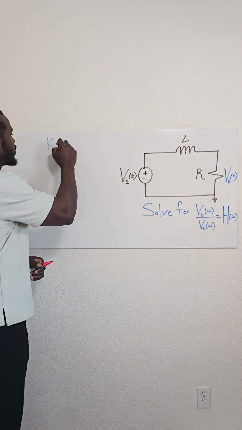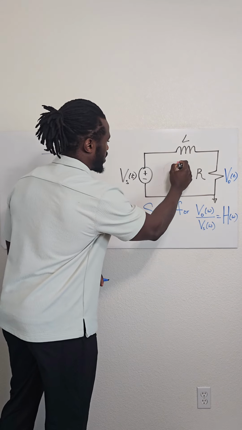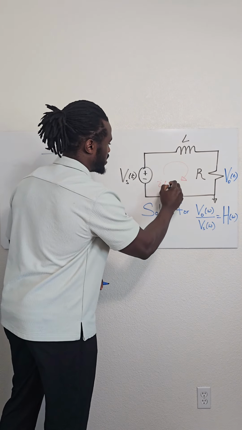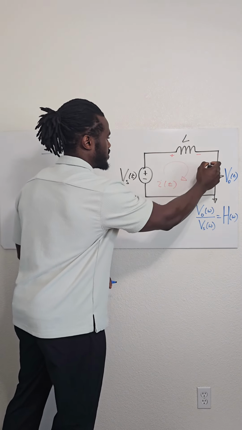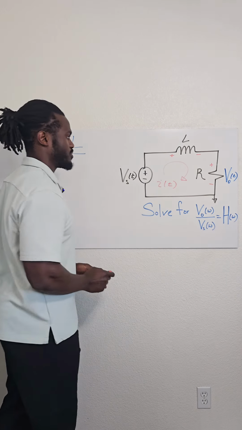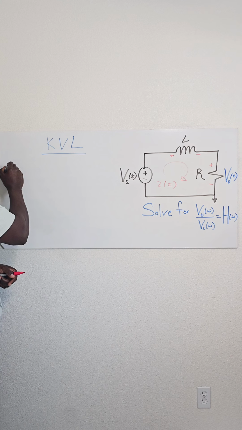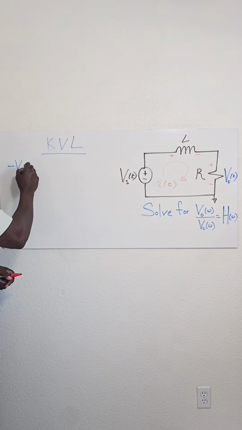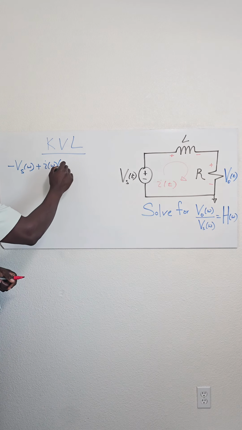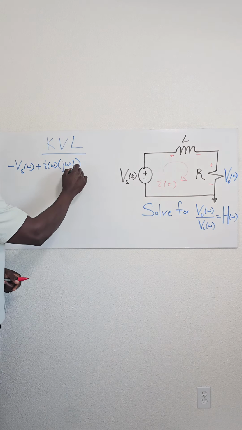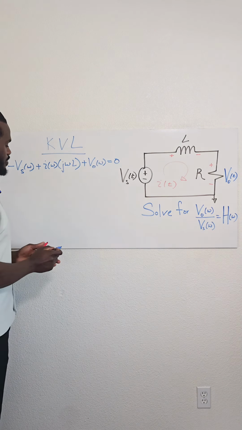And I'm going to say that I have a current, call this current I of t, flowing through my circuit, where it goes into the plus minus for the inductor and plus minus here for the resistor. Writing my KVL equation in the frequency domain, I'm going to say then that minus Vs of omega plus I of omega times j omega L plus V out of omega is equated to 0.